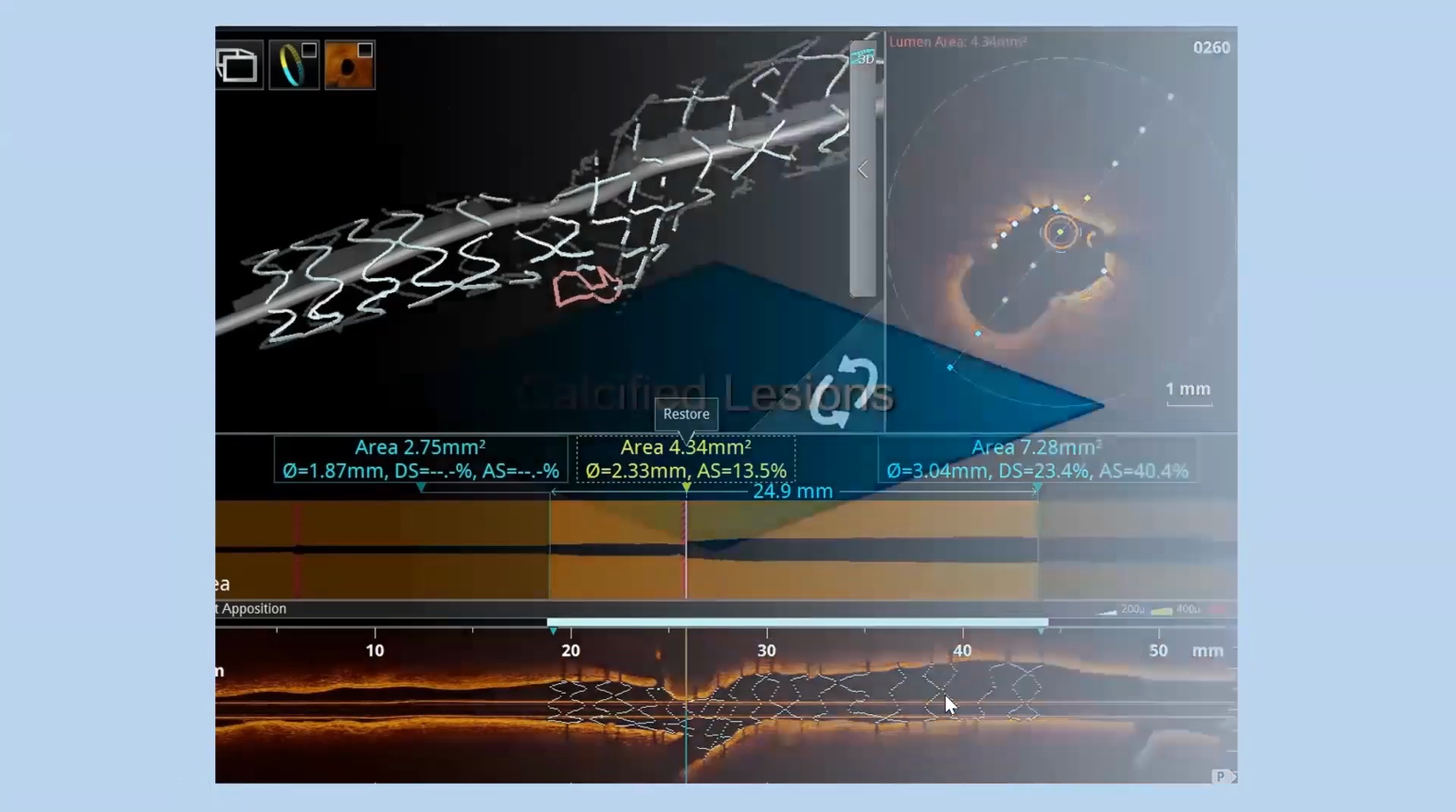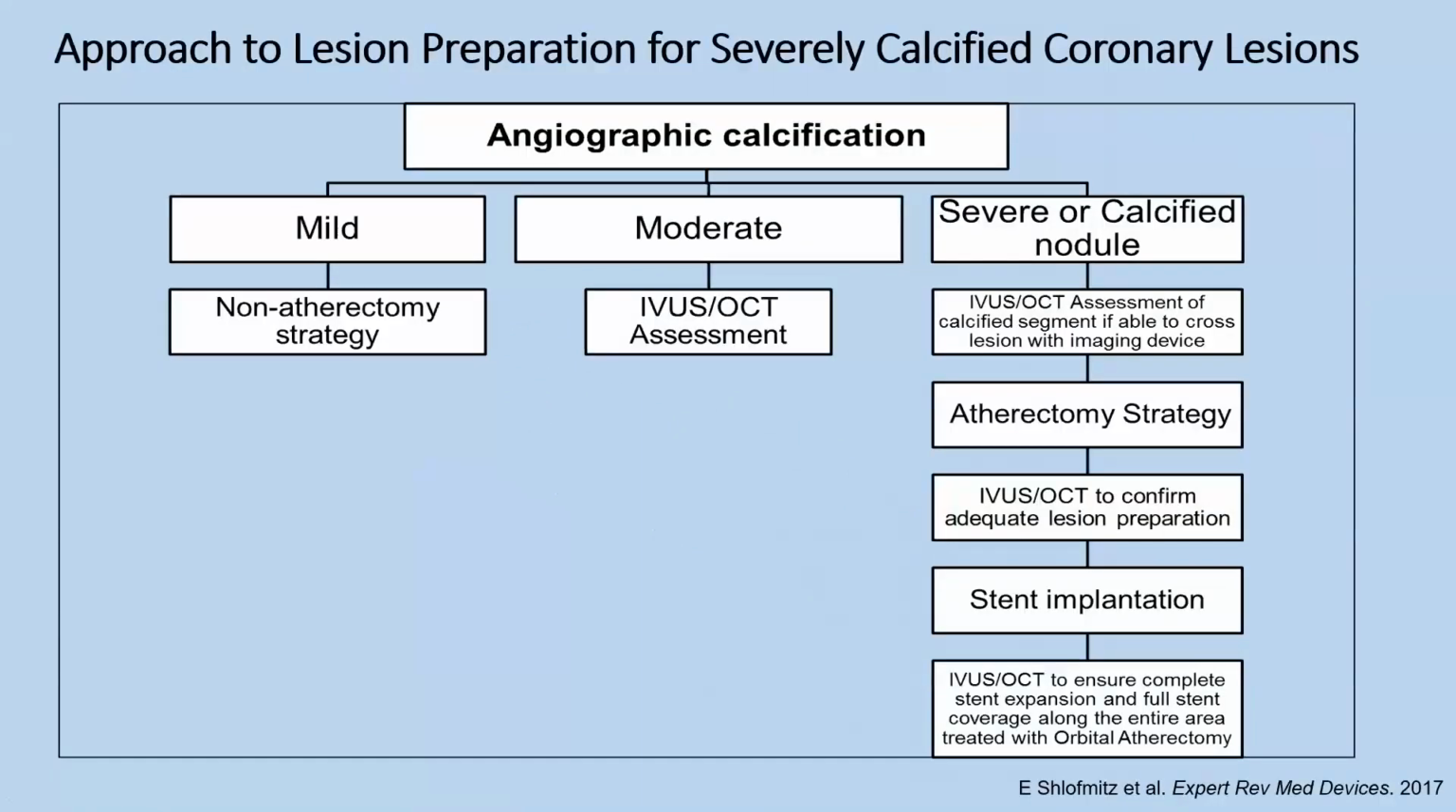So for calcified lesions, again, we know imaging is critical. If you look at the lesion approach, if you have moderate calcium, again, imaging, and severe calcium, it's also imaging as a first option to understand the lesion and then treat appropriately.